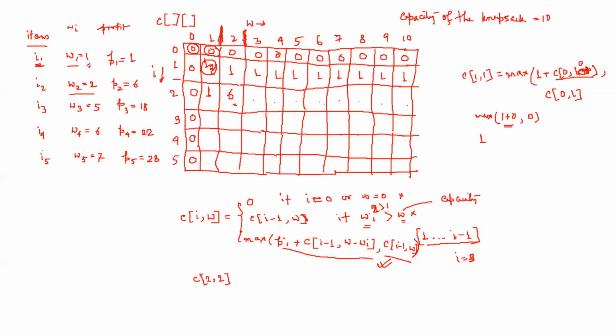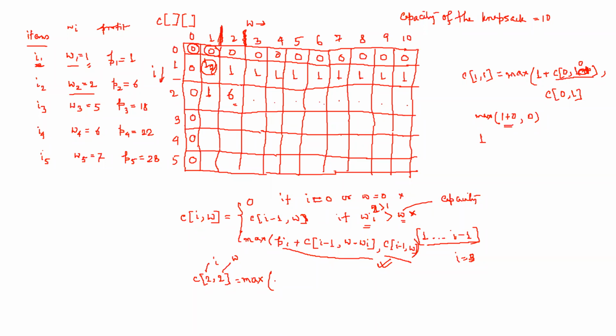What is the weight of the current item? Its weight is 2 and the capacity of the knapsack is 2. So 2 is not greater than 2, so the second condition is again false. If the second condition is false, then it will go to the third condition. What we have to calculate is the max of some value. What is the current value of I? I equals 2. For this cell, this is I and this is W. So I equals 2 and W equals 2.